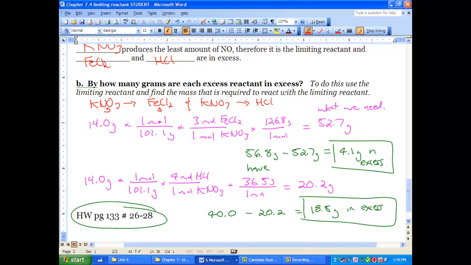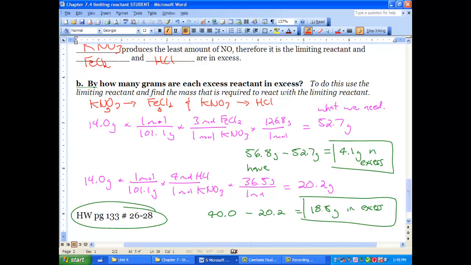So you're going to start with 14 grams of KNO3. You know that's all used up. Go through the mole bridge to find out how many grams of iron chloride you need. That works out to be 52.7. But we added 56.8. You don't need 56.8. You only need 52.7. So you subtract those, you get 4.1 grams in excess.